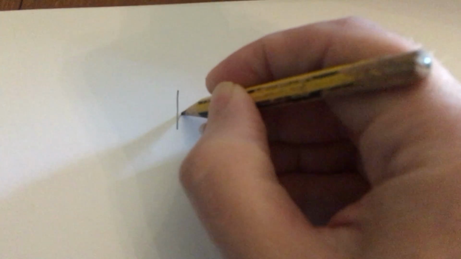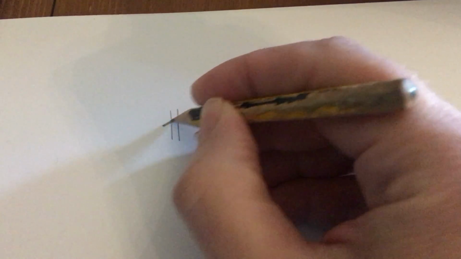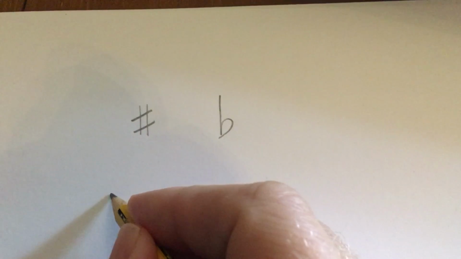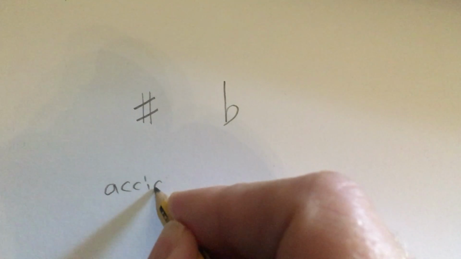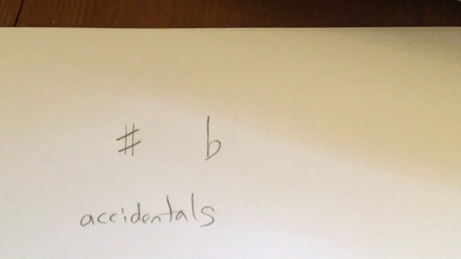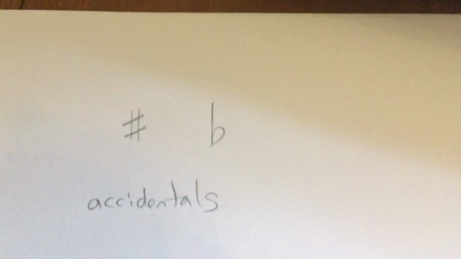Now you'll notice that I said the word flat. And this is what a flat looks like. It's like a lowercase b. There's something else which is similar to a flat. It looks like a hashtag, doesn't it? But before that shape was a hashtag, it was a sharp. And both of these signs are called accidentals. Now, accidentals change a note, and I'm going to show you what I mean.